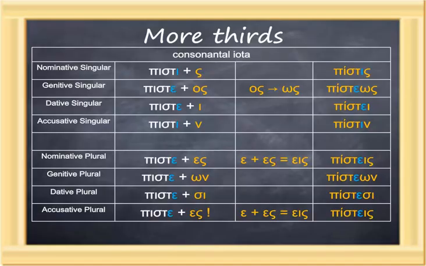Its fully inflected forms are in the right-hand column, and I have highlighted the consonantal iota, or the epsilon replacement of it, throughout. Pistis, nominative singular, pisteos, genitive singular, pistei, dative singular, pistin, accusative singular. Notice how similar that is to charin. I think that's where charin came from. In the nominative plural, pisteis, genitive plural, pisteon, dative plural, pistesi, accusative plural, pisteis. Telling the difference between the nominative and accusative plural is done by context.